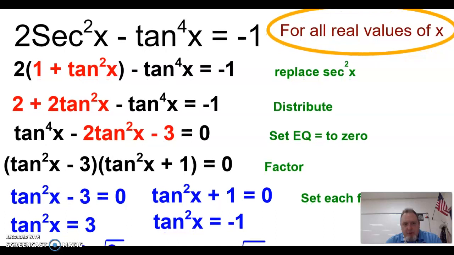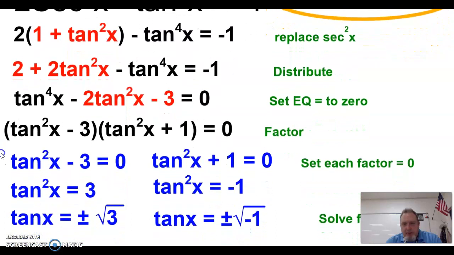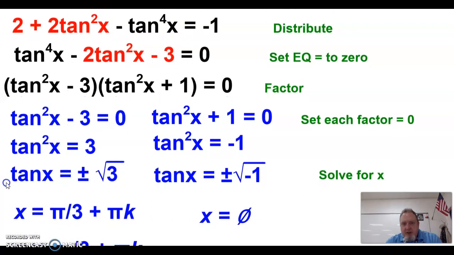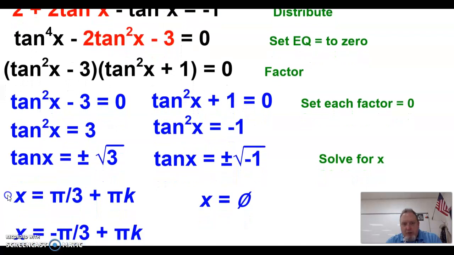And I'm going to scroll this down here. I'm pushing up against the clock here, but basically we want to know where tangent equals square root of 3 and where it equals positive or negative square root of -1, which is undefined. So here's my two values right there.